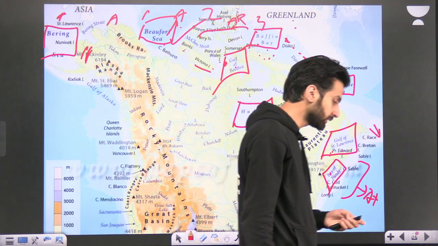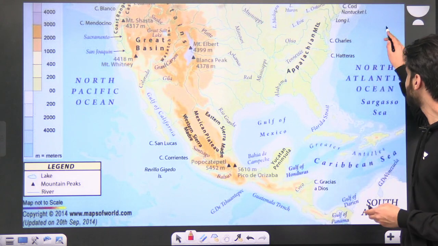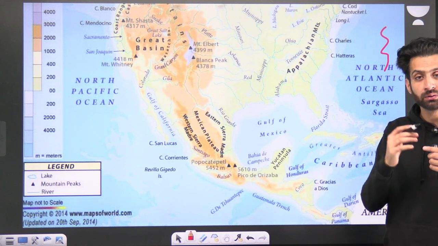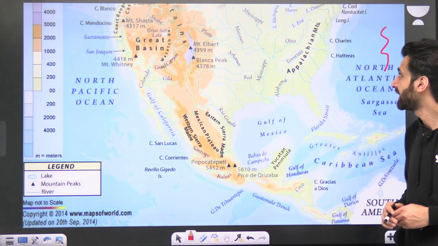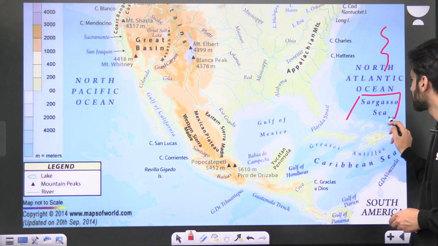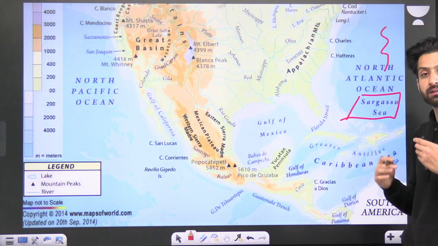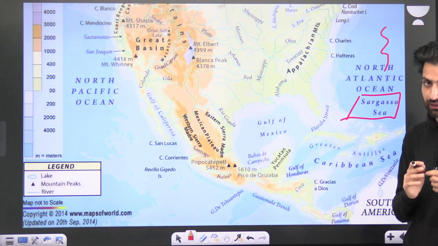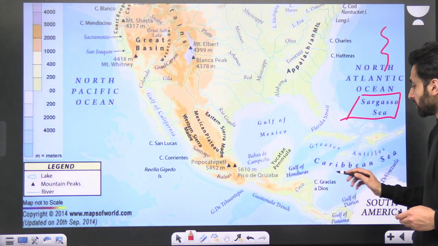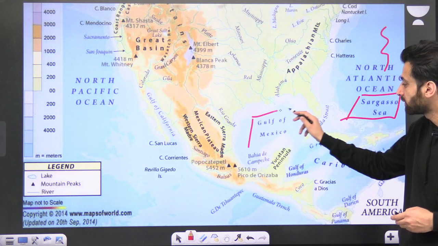Right now we'll go towards the south and discuss some more of the seas, because this is entirely the Atlantic Ocean. Now we'll learn about some more seas that form part of the Atlantic Ocean. We're done with this. Now there's one important sea, the Sargasso Sea, which is located near Miami. The Sargasso Sea is here, near Miami. I hope that's clear.